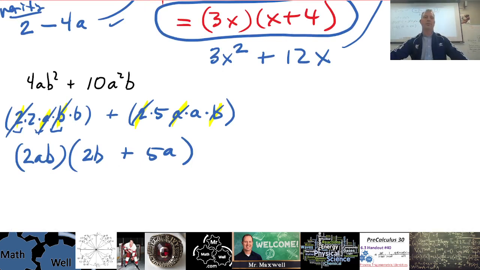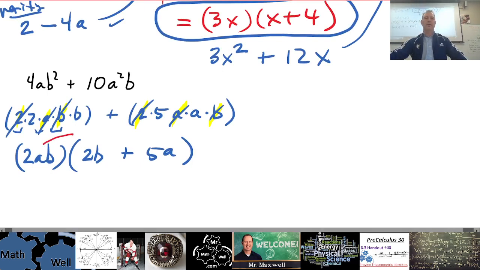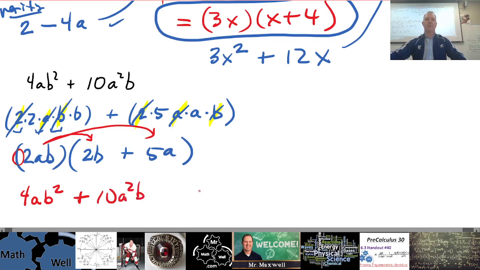So let's check, let's verify. 2ab times 2b: 2 times 2 is 4. a times, well, there's no other a, so there's just a. b times b is b squared. When I distribute to the second one, this is a plus 2ab. We know it's not negative, so plus times plus is plus. And then 2 times 5 is 10. a times a is a squared. b times, well, there's nothing else there, so I just write the b.